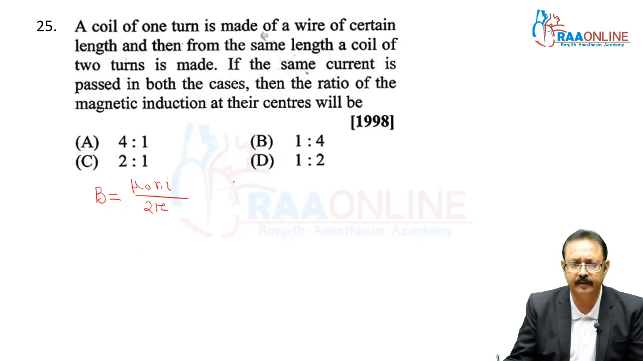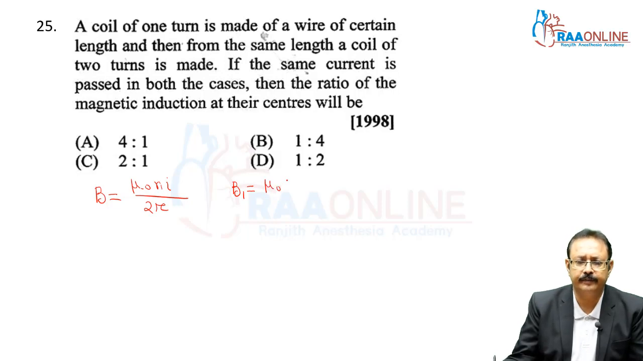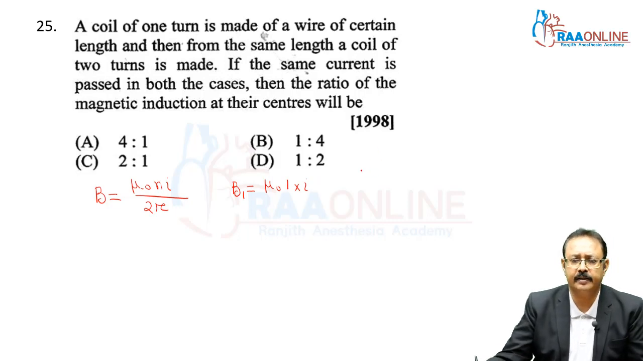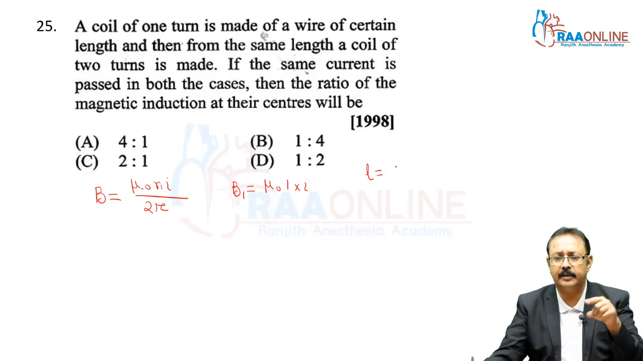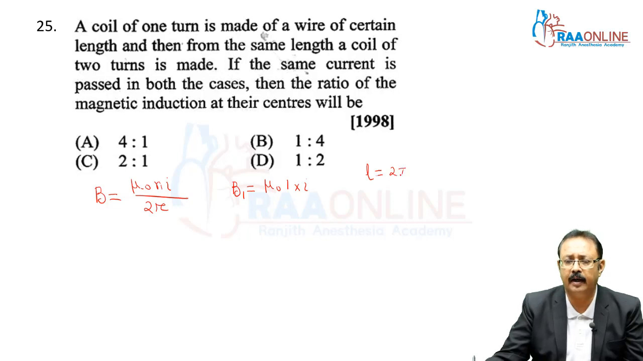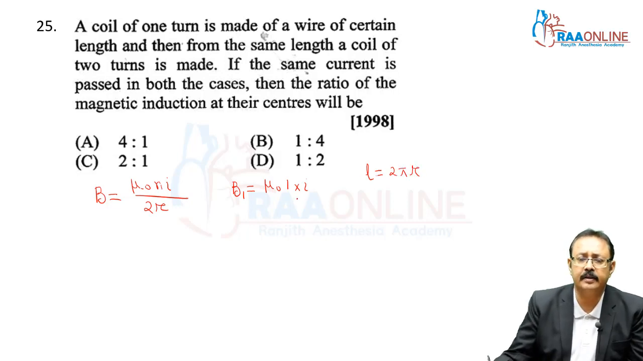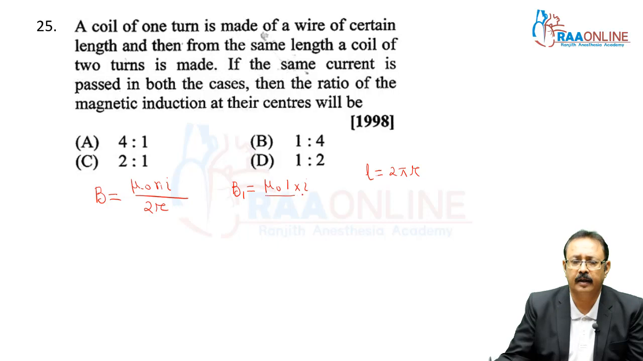In first case, number of turns was 1. And what was the radius? If length of wire was L, you turn this wire in a circular shape. If radius is R, 2R means L upon pi, L upon pi.